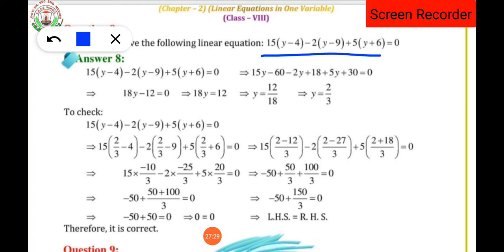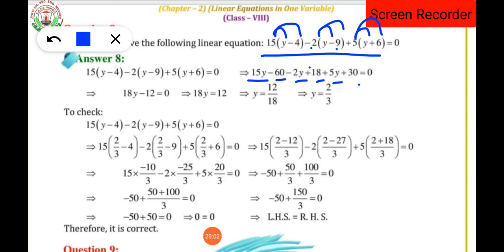Now next again the question we are having, that is, here we have to solve this equation. So the number which is present outside the bracket will be multiplied inside the bracket. So 15 will multiply with y, it will become 15y. When 15 will multiply with 4, it will become 60. When minus 2 multiplied with y it is minus 2y, and when minus and minus will become plus here, so 2 into 9 will be 18. Now again 5 will be multiplied with y, so it will become 5y, and again 5 multiplied with 6, so it becomes 30.